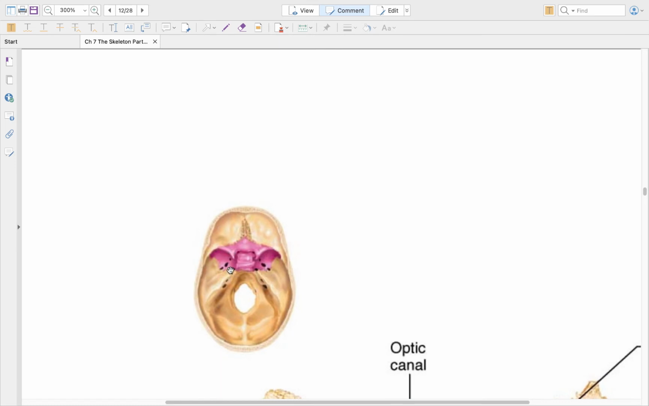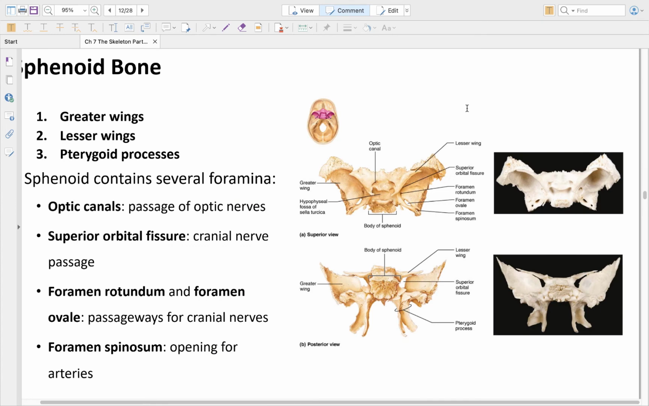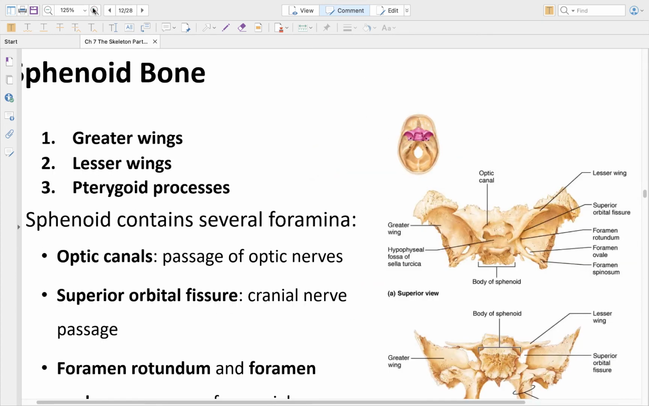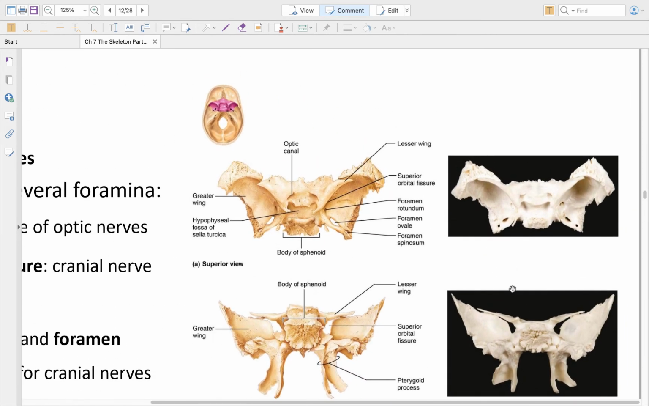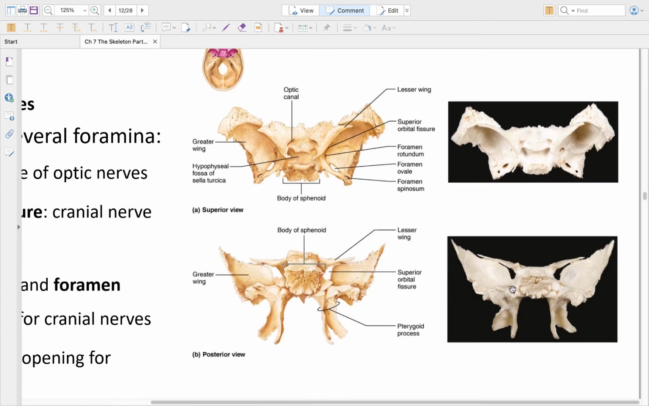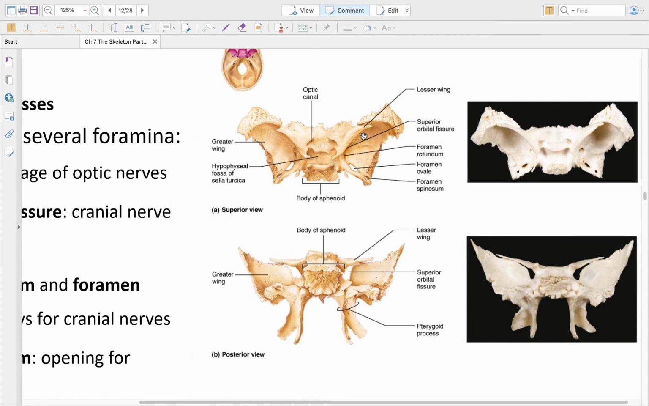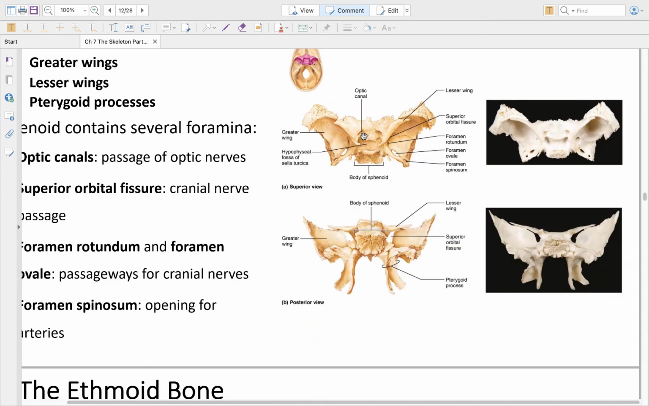And when we saw it earlier, we just saw the sides. Now, if we look at the bone itself, it's in isolation. It has this bat shape. This is the superior view, posterior view. And we're going to go through all of the different structures.